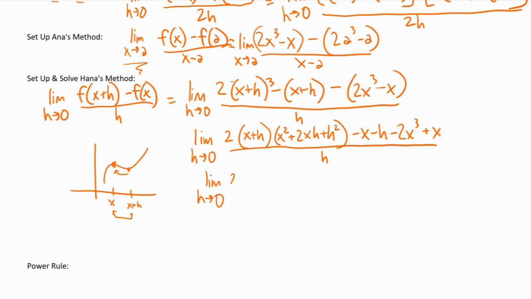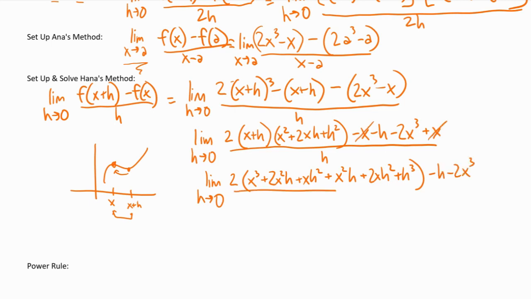So that's going to be 2 times (x cubed plus 2x squared h plus xh squared). So I distributed my x. Now I'm going to distribute my h: plus x squared h plus 2xh squared plus h cubed minus, okay, I'm going to go ahead and cancel these now, minus h minus 2x cubed, all over h. That's the limit as h approaches 0. Just practicing our algebra skills here.